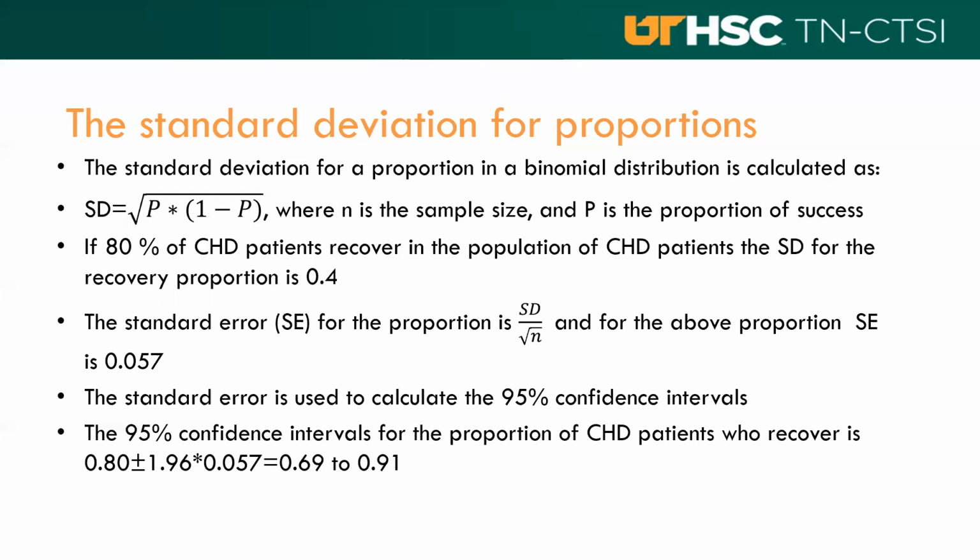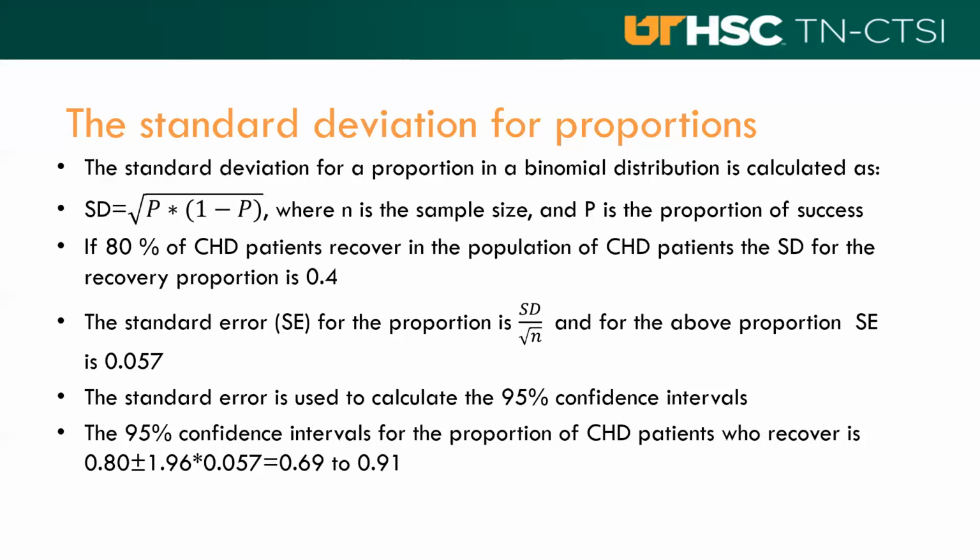For example, if the proportion of patients that recover from coronary heart disease in a population is 80%, the standard deviation can be calculated as the square root of 0.8 times 1 minus 0.8, which is about 0.4. The standard error for the proportion is the standard deviation divided by the square root of the sample size. So for the above proportion, the standard error is about 0.057. And the standard error is used to calculate the 95% confidence intervals.